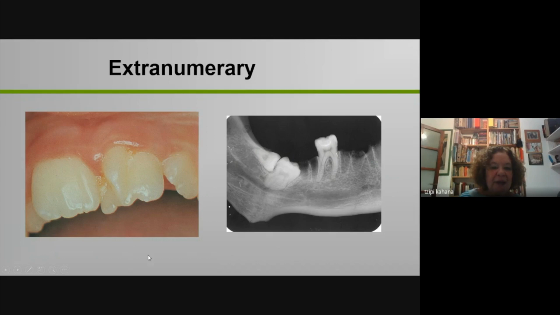We remember I gave you a formula that we have 2 incisors, 1 canine, 2 premolars, 3 molars. Sometimes we have more than that. Here you have an extra incisor in between the 2 central incisors. Here, if you look at the radiograph, you can see this is 1 molar. This is the space for another molar.